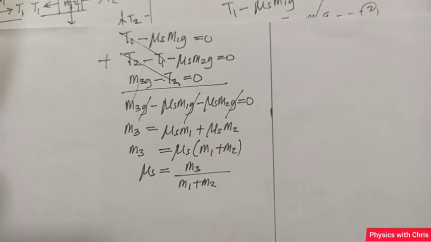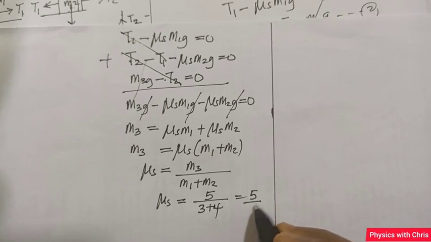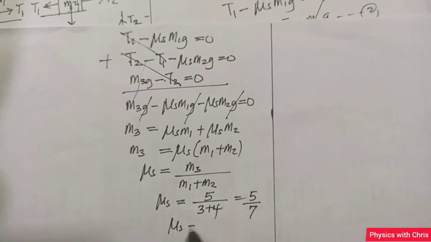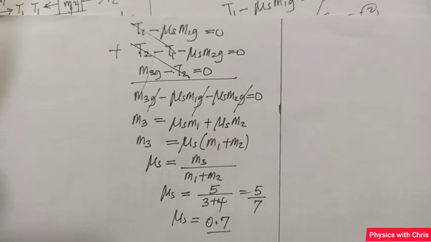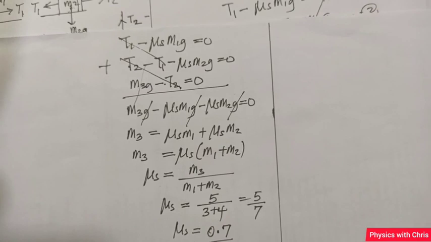But before, we need the coefficient of static friction, mu s, which is given as 5 over 3 plus 4. Sorry, 5 over 7. When I divide 5 by 7, I have 0.7 as the coefficient of static frictional force. Okay, I've got that now. In this case, the blocks did not accelerate, and this gives the coefficient of static frictional force.